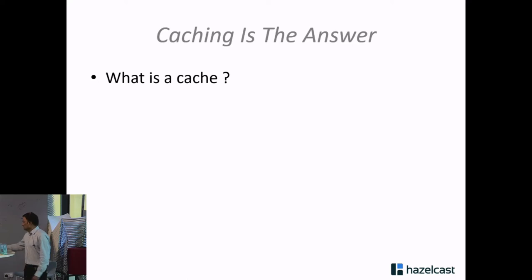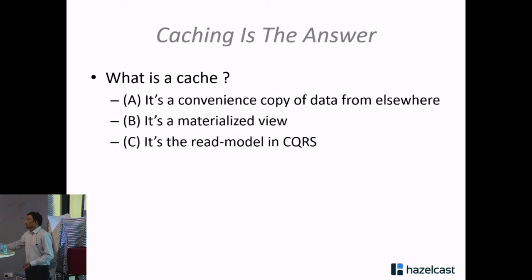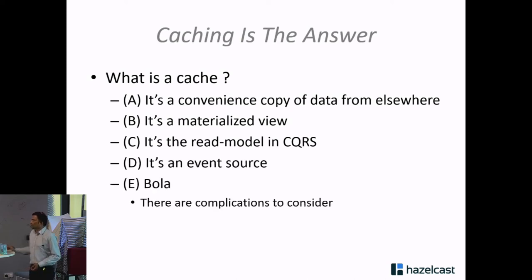Now, if we look at the basic explanation, which is to have a copy of the data, you need to maintain it. You need to be able to do CQRS on it. You need to have an event source which is going to populate it, or which you're going to process to update it. So all of those things come in.